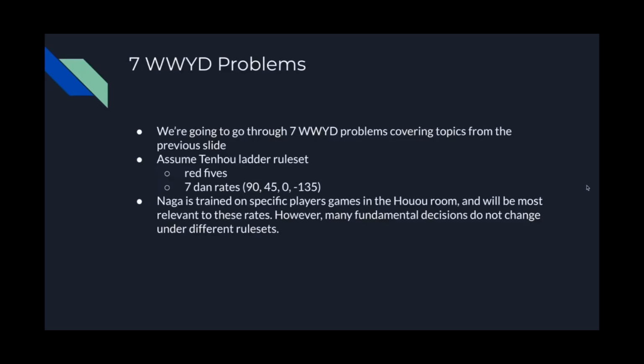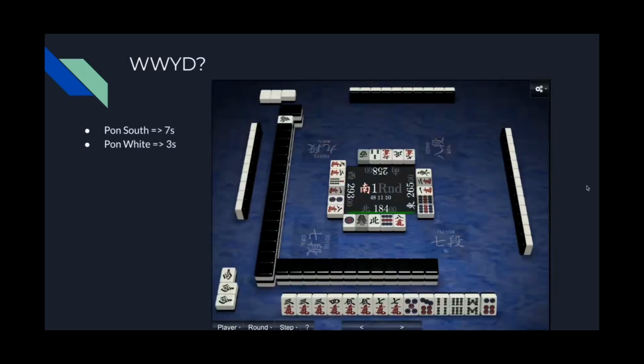So with that, let's go on to our first "what would you discard" here. If you want to, just type out your answers in the chat. It is currently South 1, and we're in the north seat here. What do you think we should discard from this position? We have 2 open calls. Toimen has called the Haku here, and then Kamicha has called the round wind, South.